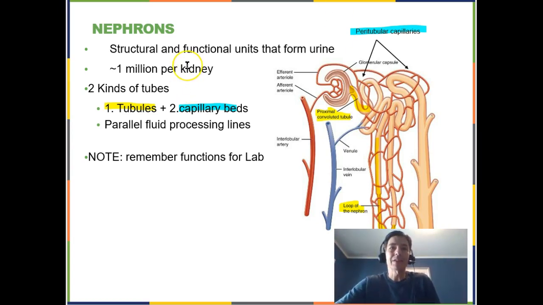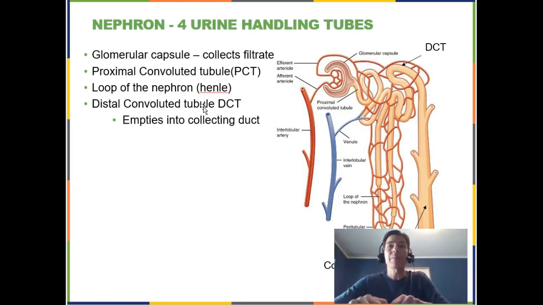As it says, about 1 million per kidney here. There are two sets of fluid handling tubes. You have tubules, which are going to process the filtrate, which will eventually become urine, and then the capillary beds. You want to think of them as parallel fluid processing lines, and in a couple of slides, we'll make a little bit more sense of that. So first we're going to talk about the tubules, then we're going to talk about the capillary beds.